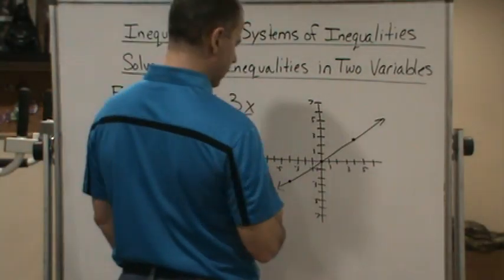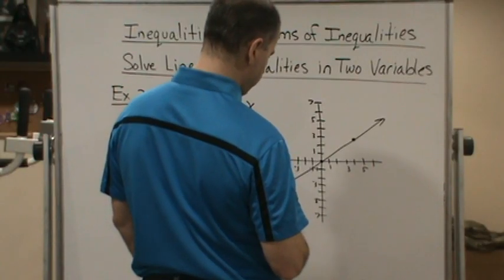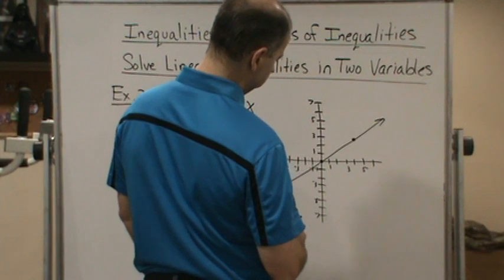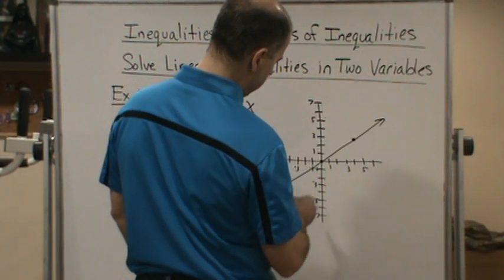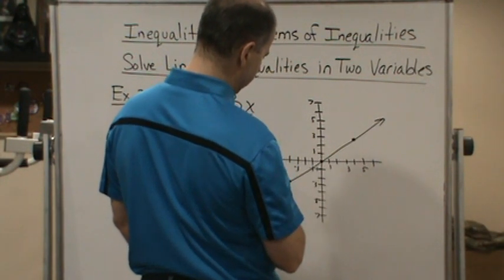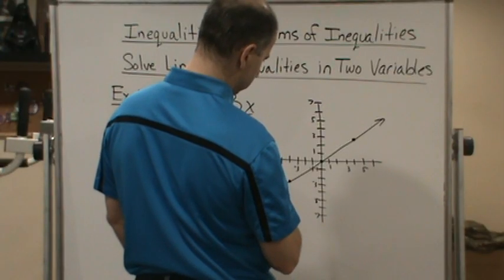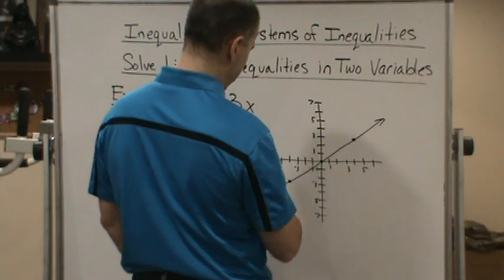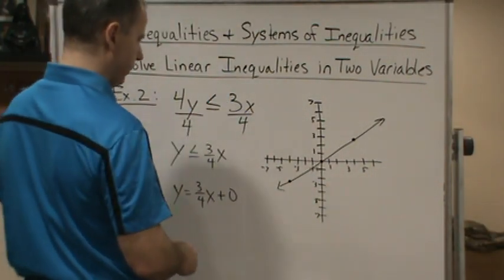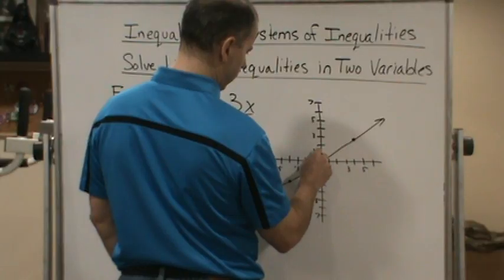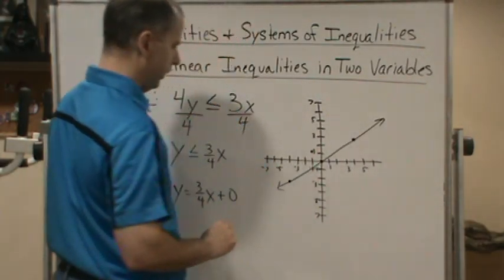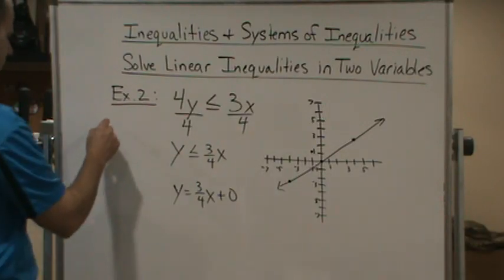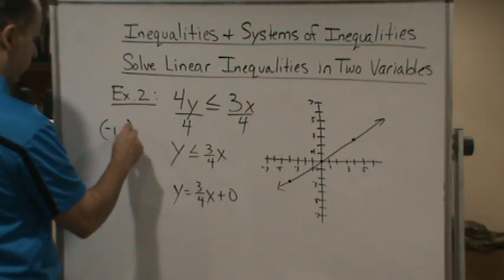So let's do 1, 1, because 1, 1 is going to be above the line here, right? Or if you wanted to, you could do negative 1, 1, because it's more obvious that negative 1, 1 is right here. So let's choose our test point to be negative 1, 1.